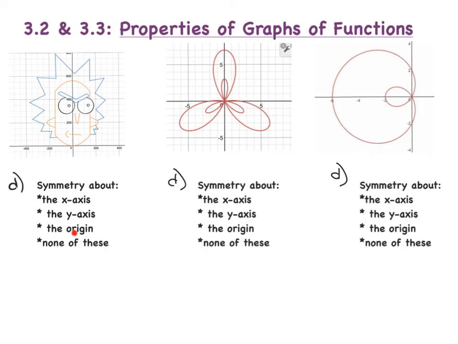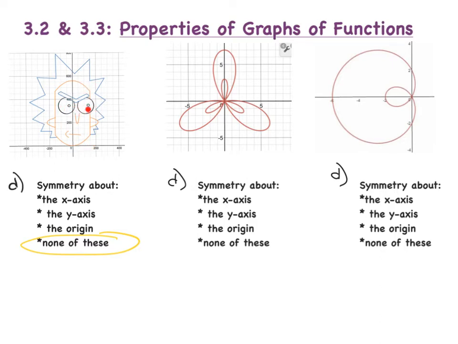Symmetry about the origin. That's symmetry if you put a mirror along a diagonal that goes through 0, 0, do you have a mirror reflection diagonally through the origin? Or none of these? Now, there are tons of other types of symmetry, so we're not asking, is there any symmetry at all? Just does it have x-axis, y-axis, or origin? Or none of these. Now, obviously, the angry man has none of these types of symmetry. There's no symmetry at all in this graph.